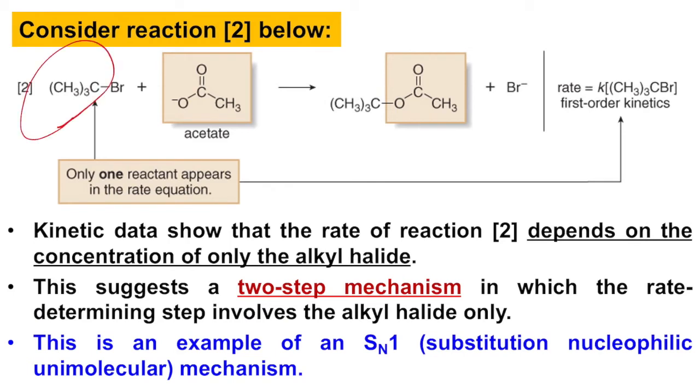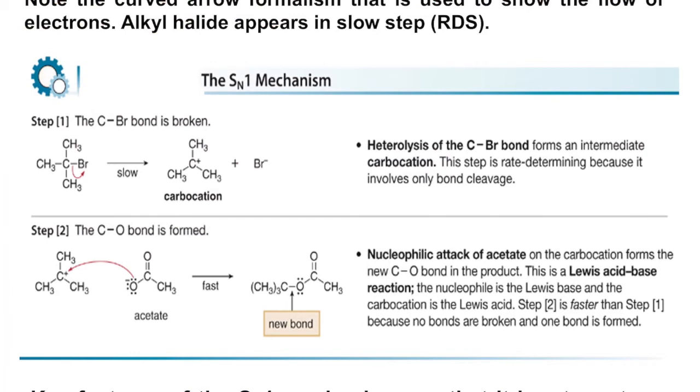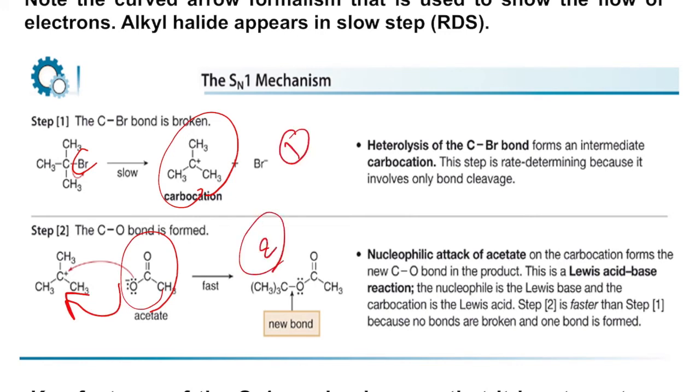This is another example talking about the same thing. This is tertiary. Two-step mechanism. Step 1, formation of the cation. Step 2, attack by the acetate. This should leave, forming a cation that then allows it to be attacked. Step 1, step 2. This is SN1.